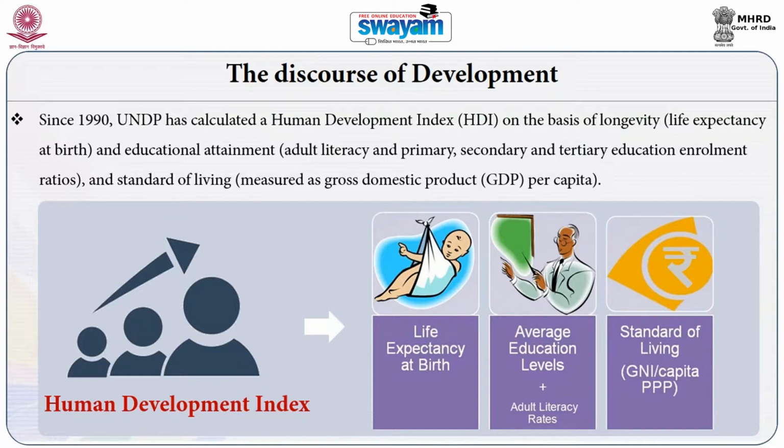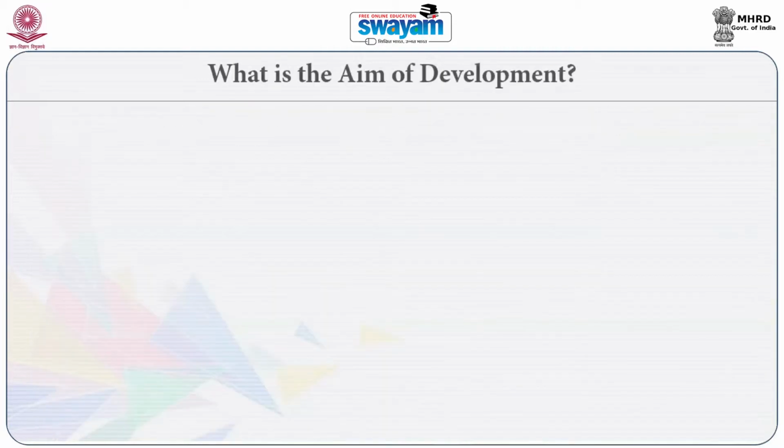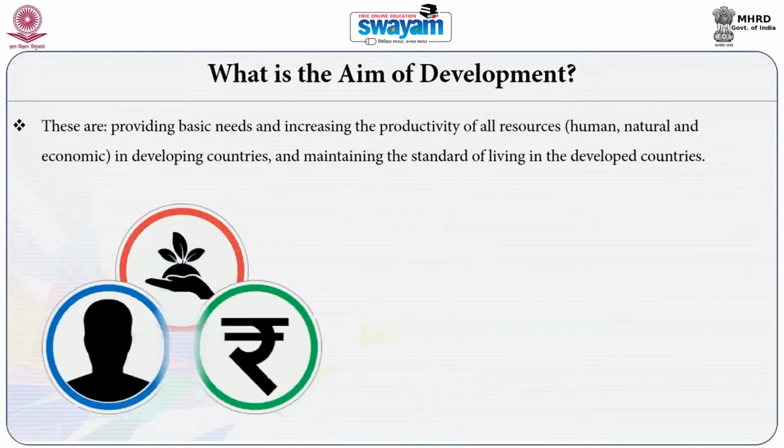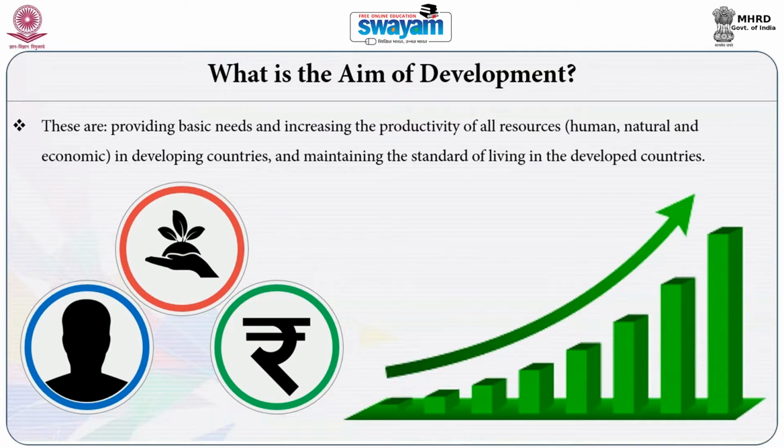So development was no longer the simplistic understanding of just gross domestic product, GDP, but rather captured a wider understanding of development. How literate is your country? How long do you expect to live if you are born in a particular country? And how much would you possibly earn in terms of the average of your country, right? And this then went on to inform the SDGs, the Millennium Development Goals. So what is the aim of development then? Basically, it is providing basic needs and increasing the productivity of all resources, human, natural, economic, in countries and maintaining the standard of living, right?